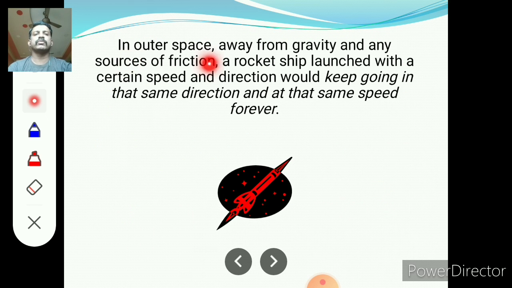In outer space, away from gravity and any source of friction, a rocket ship launched with a certain speed and direction would keep going in the same direction and at that same speed forever.